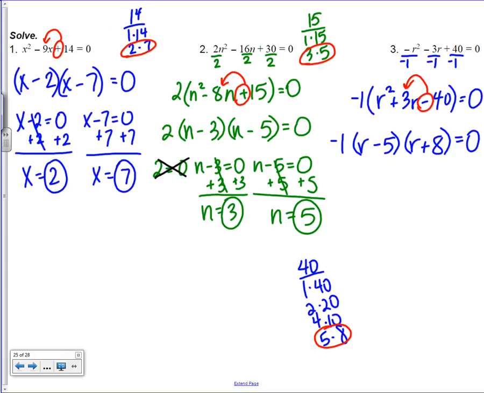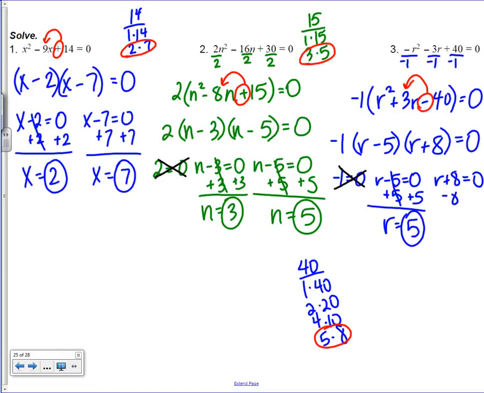And now I'm ready to set up my equations. There will be 3 of them. The first one will not give me a solution. And the other 2 I'll just solve like normal. And there you have your 2 solutions.